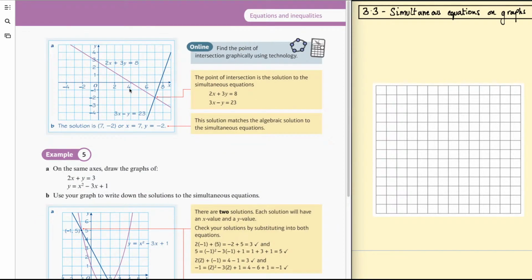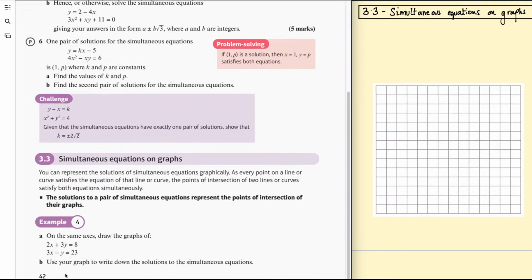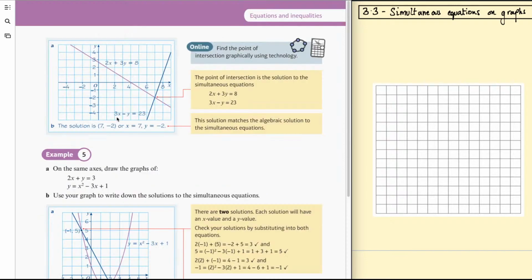Okay, so here they've graphed the two straight lines, and then where they intersect is the solution. So that intersection is at 7, -2. So x equals 7, y equals -2. So remember, we were solving these algebraically. Now we are going to be able to solve them graphically as well.